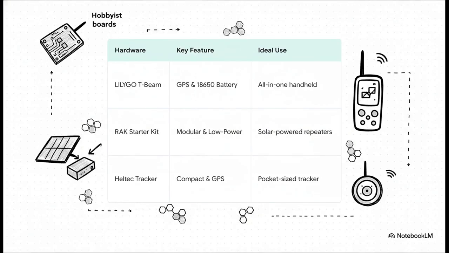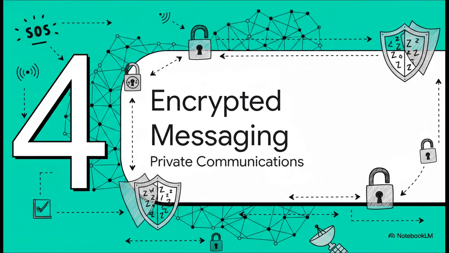And when it comes to hardware, you've got options, for real. You can go the DIY route with a hobbyist board and build a node for about 35 bucks. Or if you want something ready to go out of the box, you can buy one. They've got everything from these super power-efficient little guys, perfect for solar-powered repeater nodes, to all-in-one handheld units that have GPS built right in.